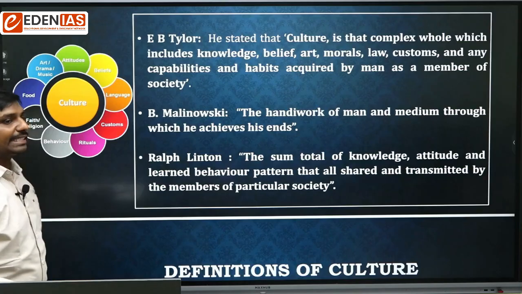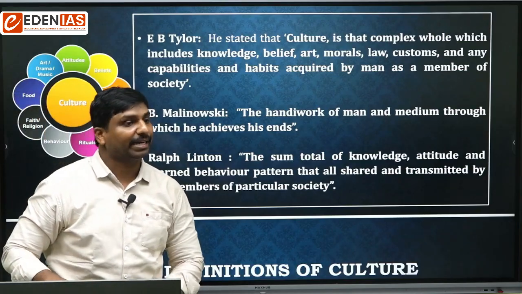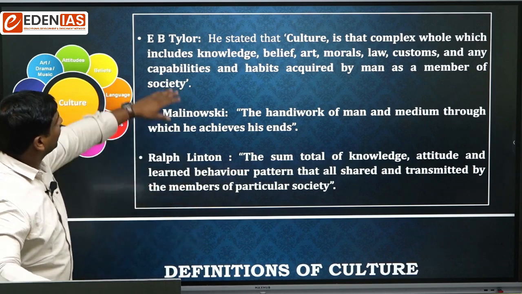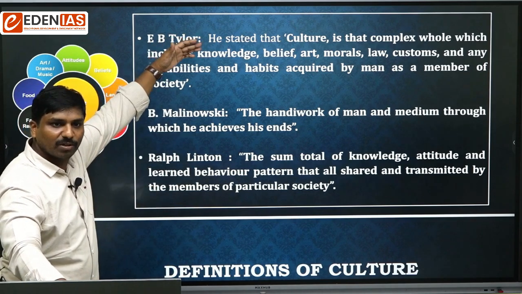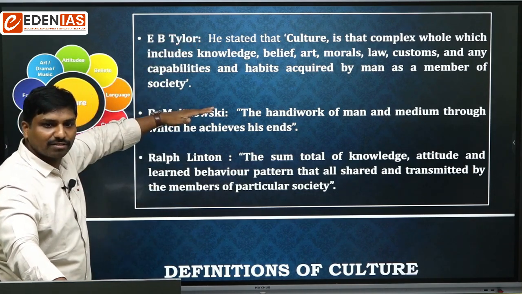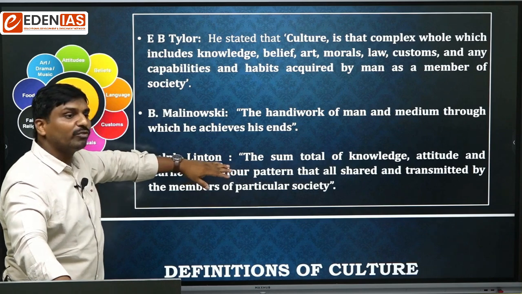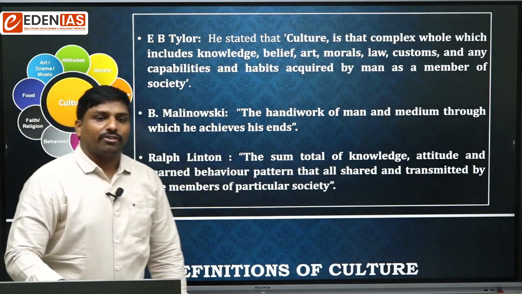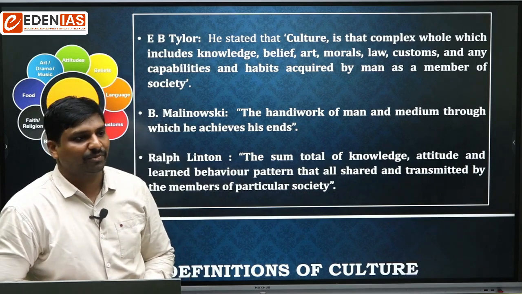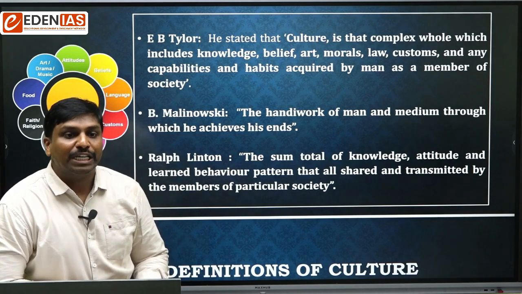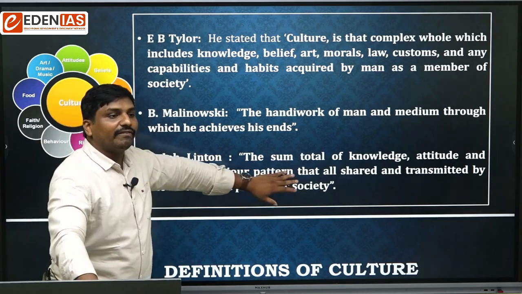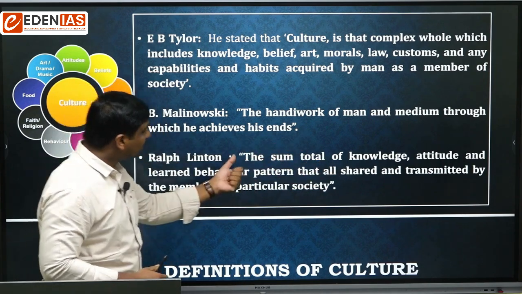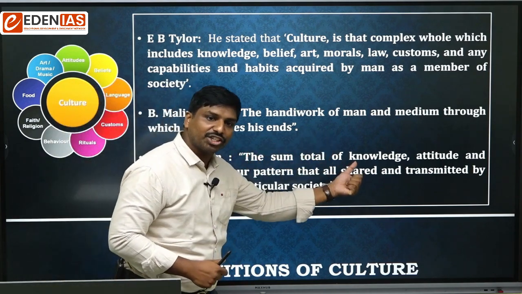Now the next definition has been given by an American anthropologist. First, we discussed a British anthropologist, then a Polish scholar. Now we are moving towards an American anthropologist. His name is Ralph Linton. So Ralph Linton defines culture in this fashion. He says that culture is the sum total of knowledge.